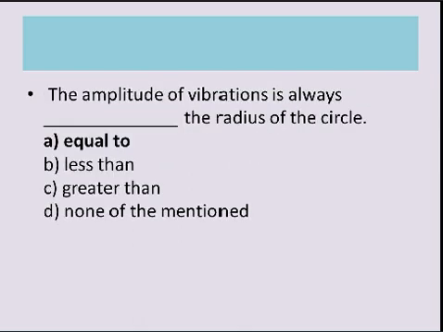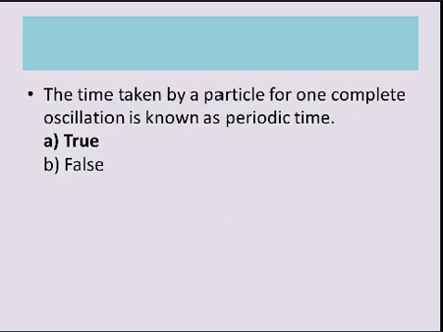The amplitude of vibration is always dash the radius of the circle. So it is always equal to the radius of the circle. It is not less than, it is not greater than, and it is not option 4. The correct answer is equal to the radius of the circle. So the correct answer option is A. The time taken by a particle for one complete oscillation is known as periodic time. Whether it is a true statement or a false statement, it is a true statement. The time taken for one complete revolution of a particle is called periodic time, and the maximum displacement of the body from the mean position is called amplitude, which I already told you.